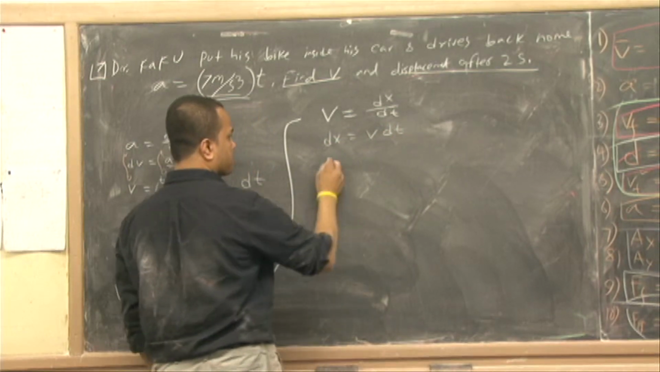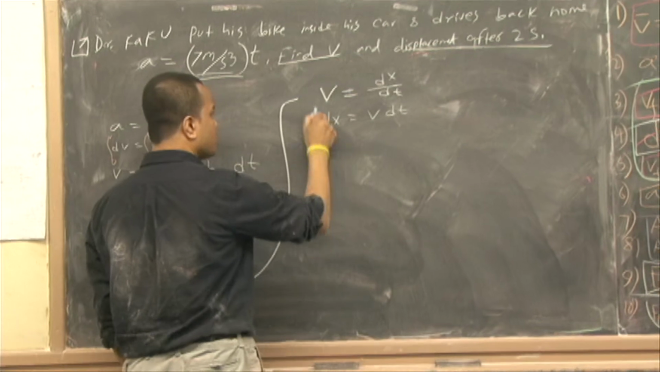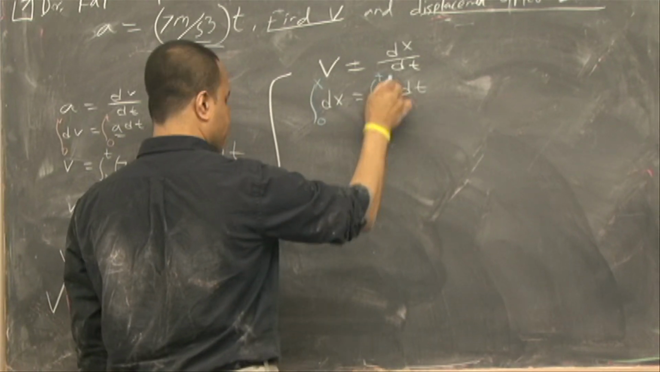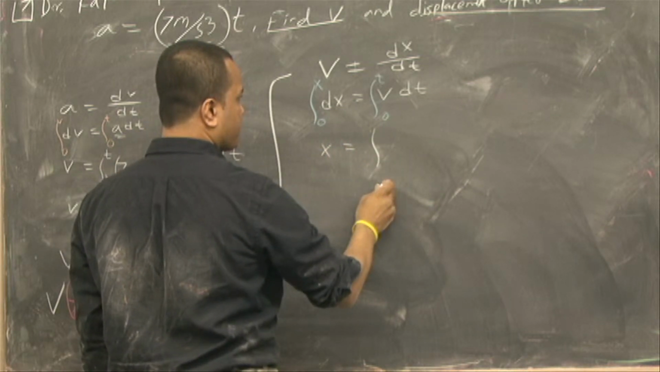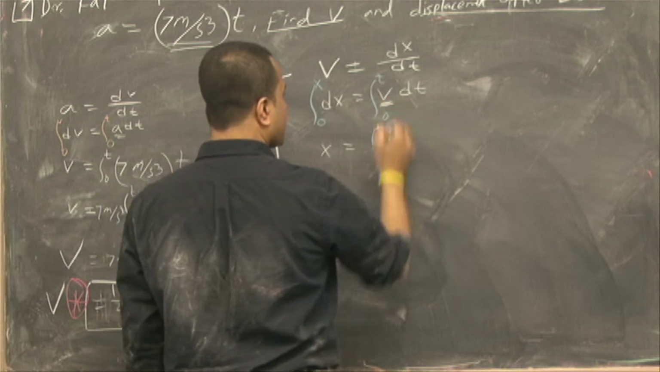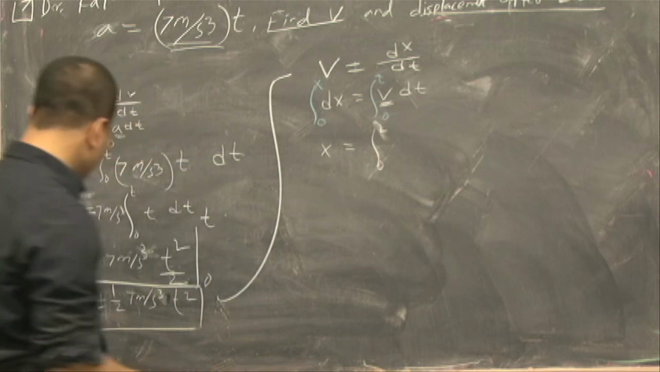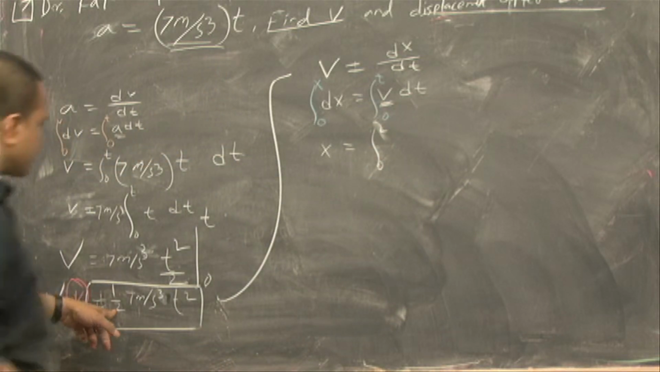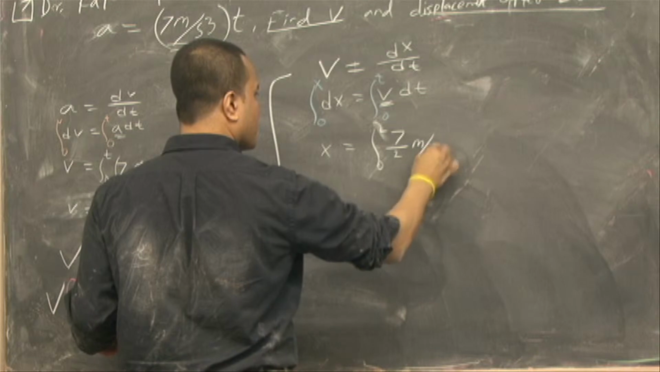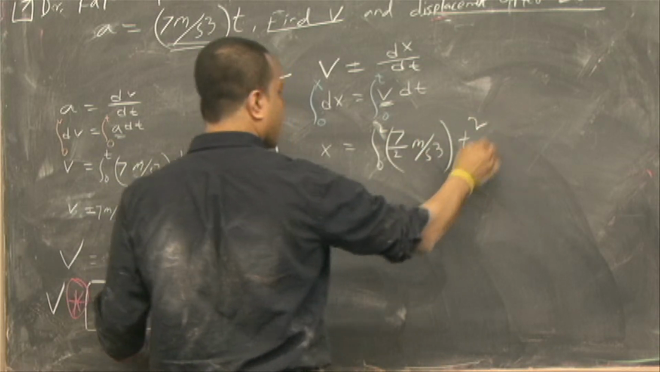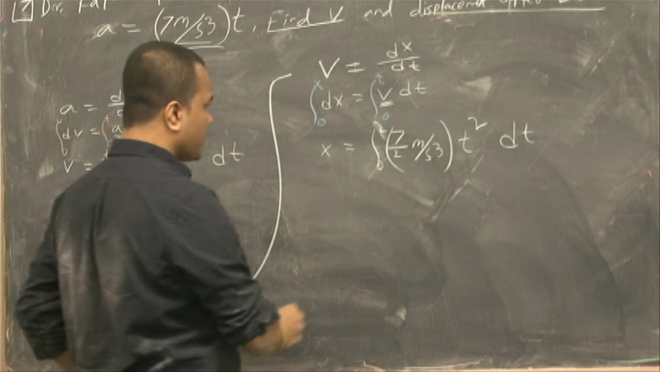Alright. So let's integrate both sides, 0 to x and 0 to t. Okay, so x is, well, 0 to t, the time is given as 2 seconds, so you're going to write 2 here. So v is, well, this crazy thing, 7 over 2 meter per second cubed, and then t squared, and then dt. Okay, but we can do it.